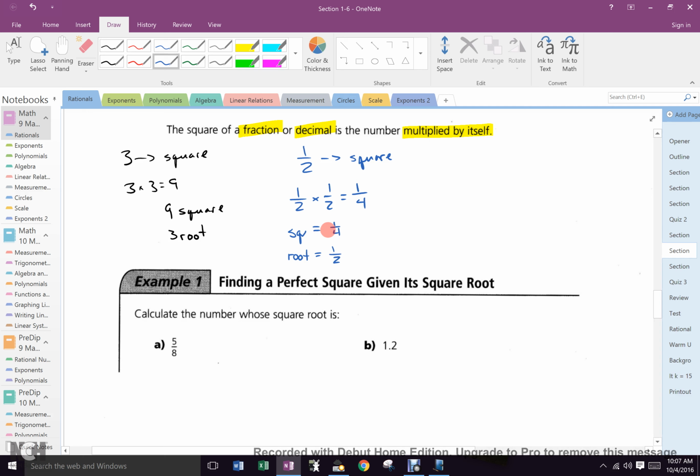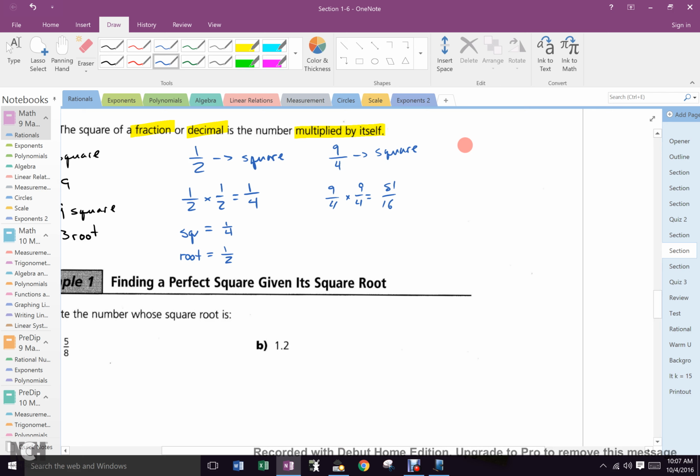Everybody cool? Does it matter what the fraction looks like? Of course not. If I gave you 9/4 and I told you to square it, what would you do? Square it. You would do 9/4 times 9/4 and you would get 81/16. Right? Everybody's got this, yeah? Okay.